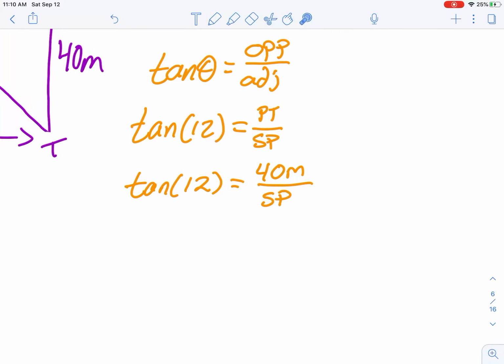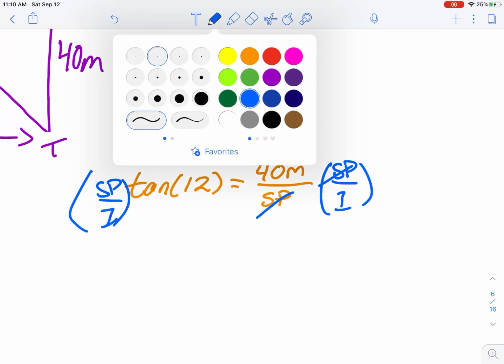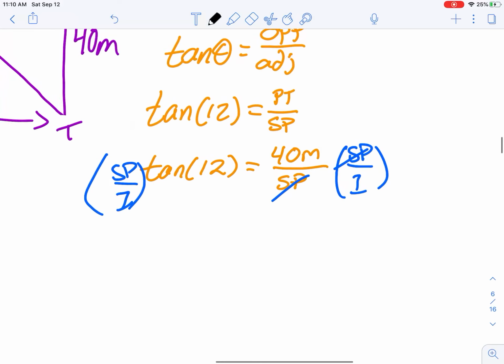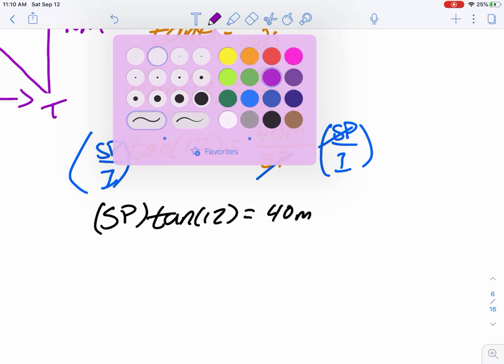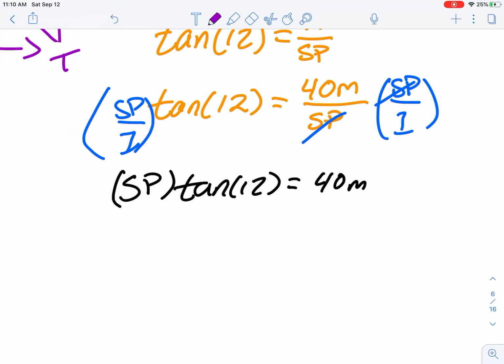Okay, we just need to know a little bit of algebra. So at the moment, the thing we're solving for is on the bottom, so we need to get it up top. So I'm going to multiply both sides by SP over 1 to get it to the top. That cancels my SP out. And remember, when you're dividing by 1, it doesn't really mean anything. I simply just do that for a visual. Okay, and then we get SP multiplying tan 12 equaling 40 meters. And then at this point, we can do some simple algebra. Tan 12 is multiplying SP, so I can divide tan 12 by both sides.